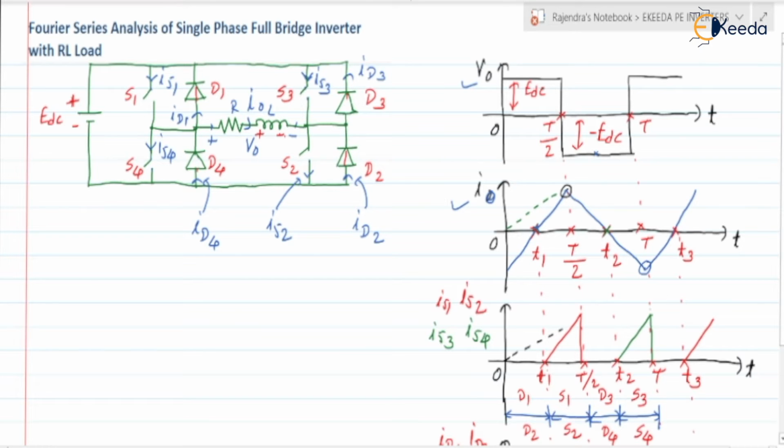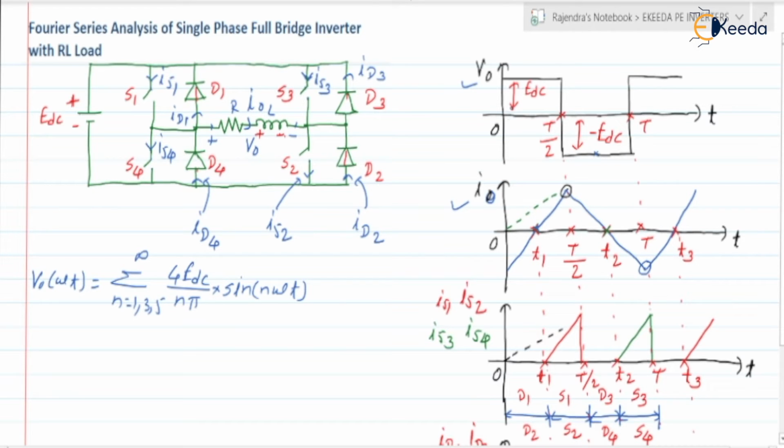If you check the V0 waveform, we have already done the Fourier series analysis of this waveform while studying the purely resistive load. So let us recall that expression. The expression was V0 of omega t equal to summation over n equal to 1, 3, 5, 7 up to infinity of 4 Edc divided by n pi into sine of n omega t. This was the expression for V0 of omega t.